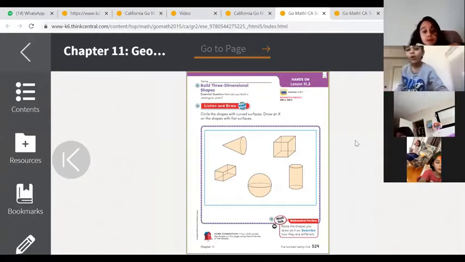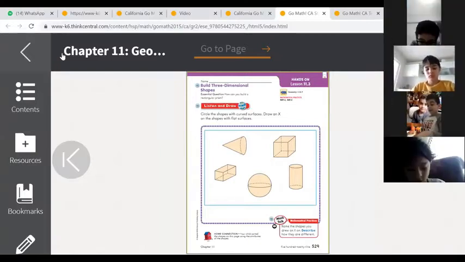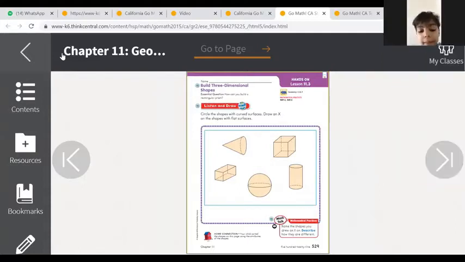Build three-dimensional shapes. We're going to learn how to build them now. So before we start the exercises in the book, we will watch a video. Okay? All following? Amazing.